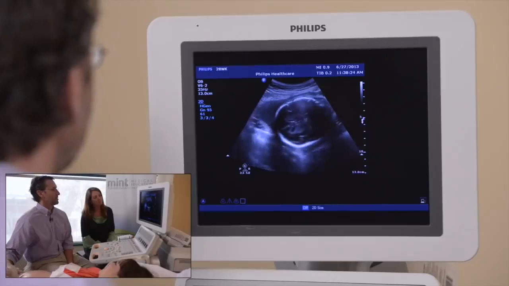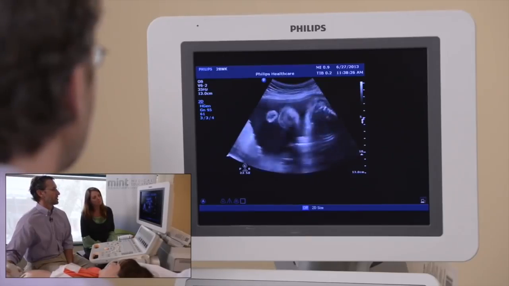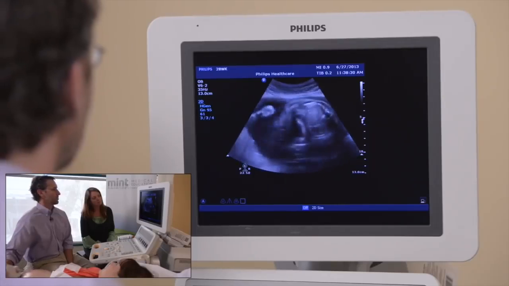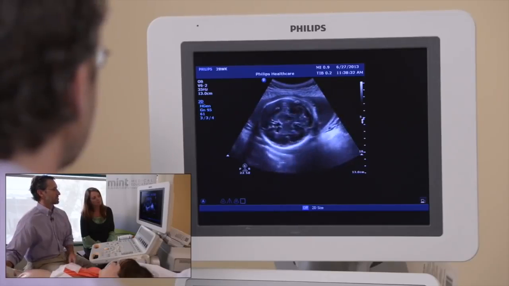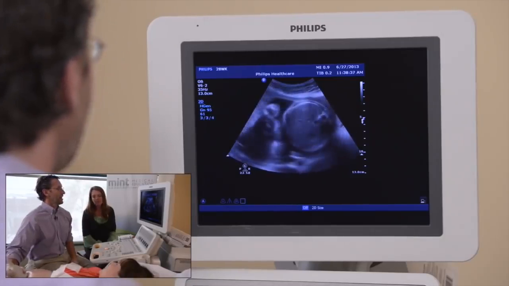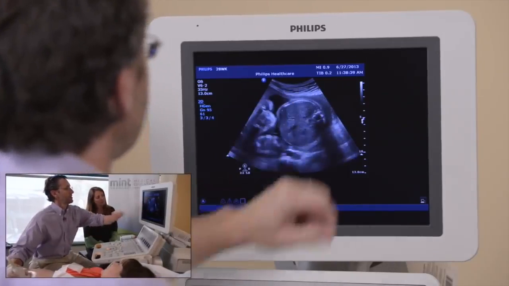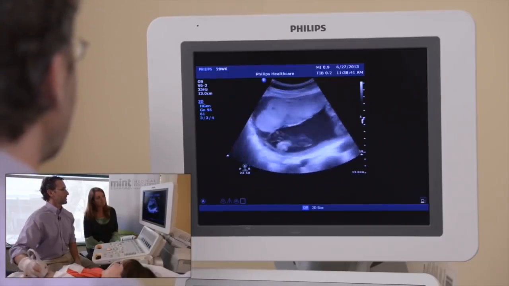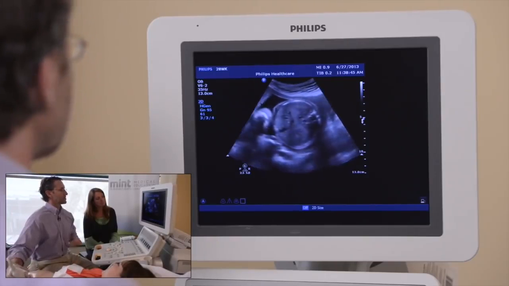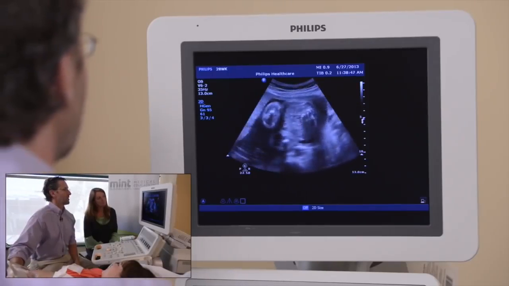So we have one baby in here, and then we're going to do an overview to assess for amniotic fluid. And what we like to do is make sure that the head is filling the cavity and the abdomen is filling the cavity, and that there's fluid interspersed around the arms and legs and face, which there is. So from a gestalt standpoint, this is normal amniotic fluid.